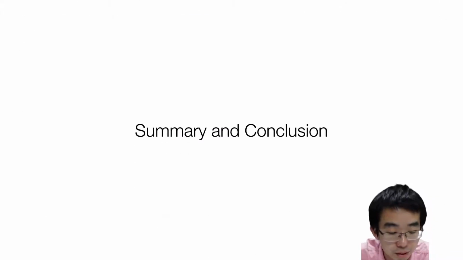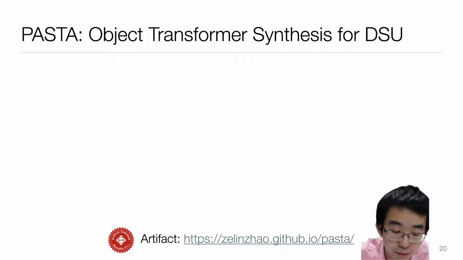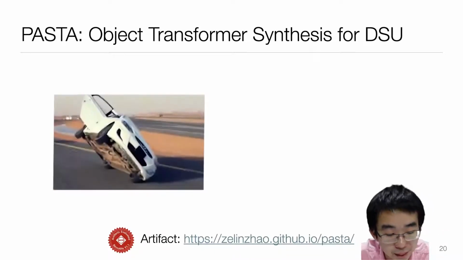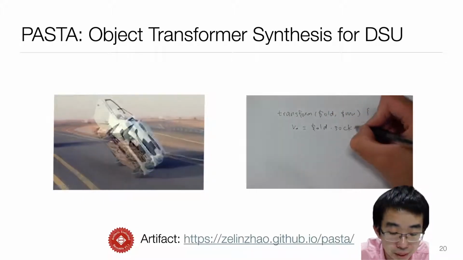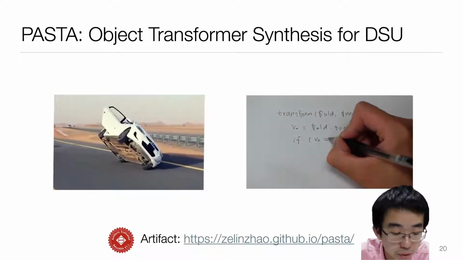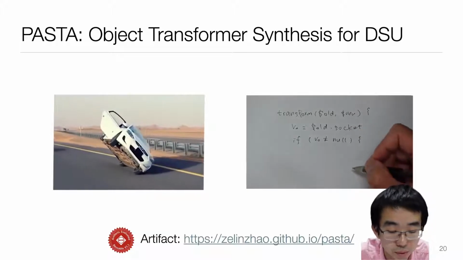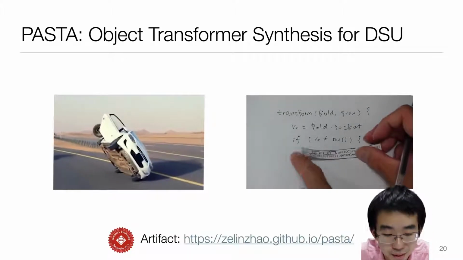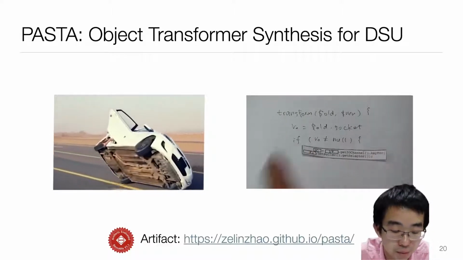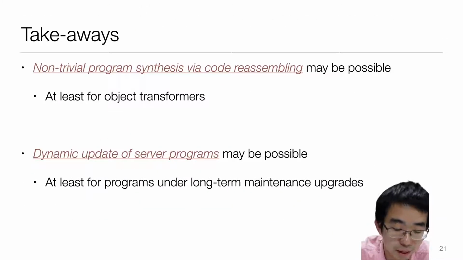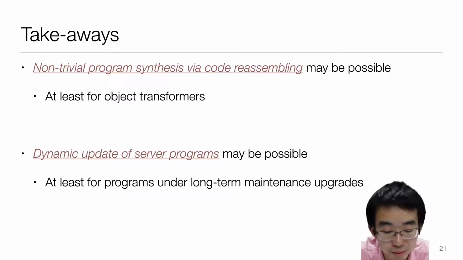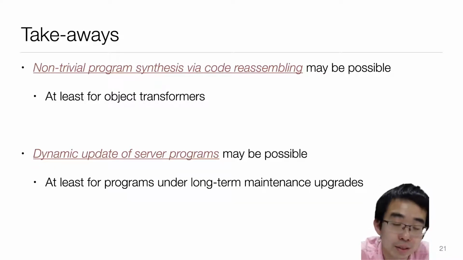Finally, for the conclusion, in this talk, we briefly overviewed the problem of dynamic software updating and analyzed the challenge of object transformer synthesis. The basic idea of this paper is to crush the source code into smaller reusable code snippets, called gadgets, and reassemble them to get an object transformer. For the takeaways, this paper demonstrates that program synthesis by code reuse, beyond the component-based synthesis of a series of API calls, can be made possible.